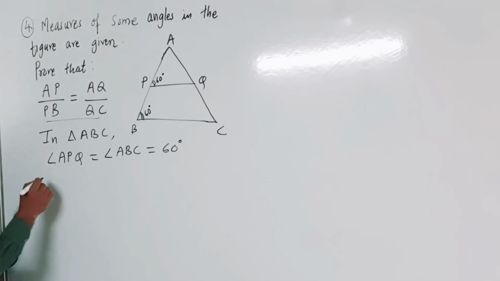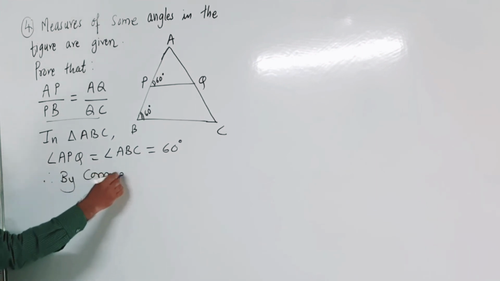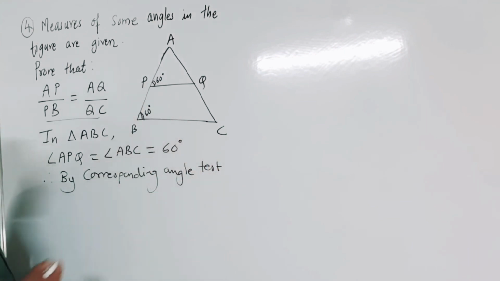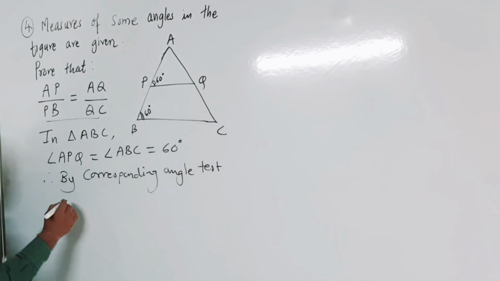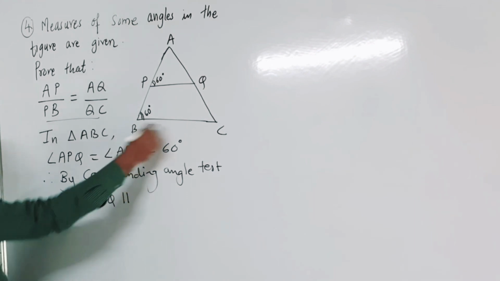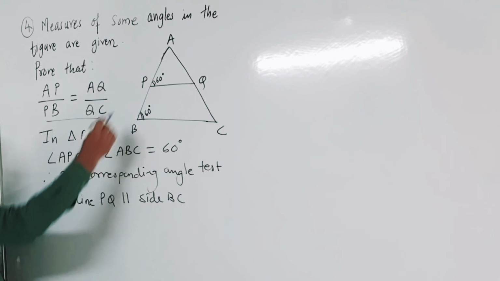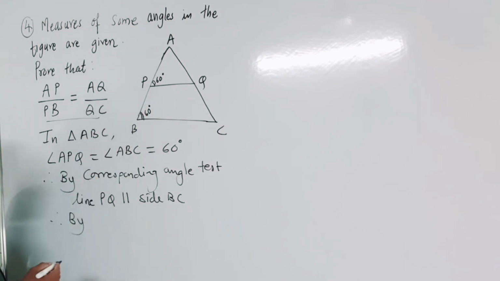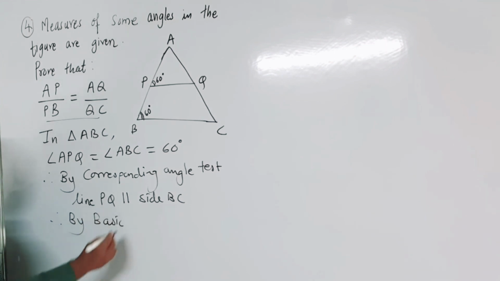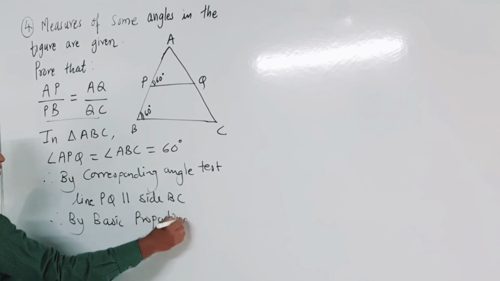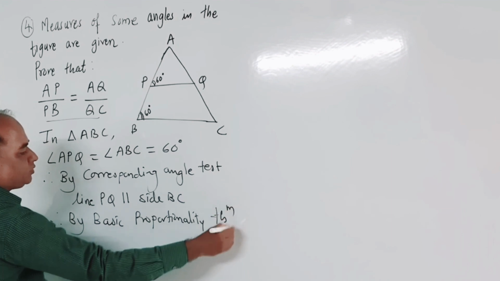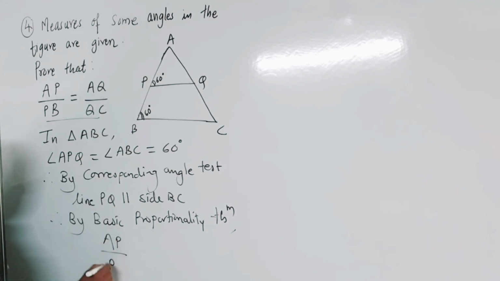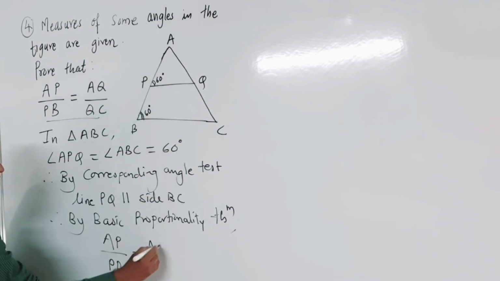They are corresponding angles. So by corresponding angle test, if corresponding angles are equal, then the lines are parallel. So line PQ is parallel to side BC of triangle ABC. Therefore, when a line is parallel to one of the sides BC, then by basic proportionality theorem, it divides the other two sides in the same proportion. So AP upon PB is equal to AQ upon QC.